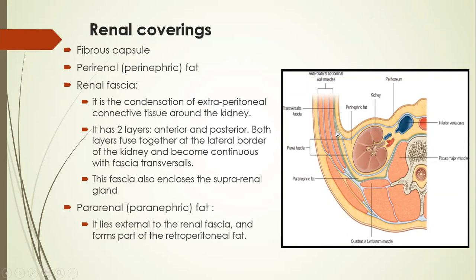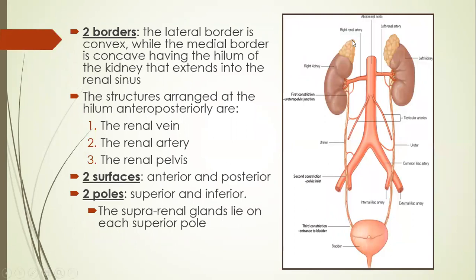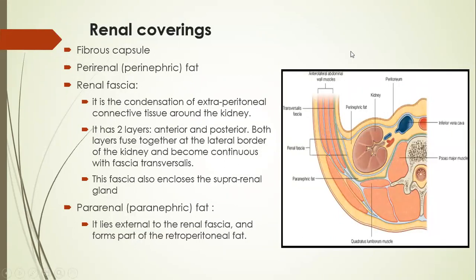and become continuous with the transversalis fascia. It continues as the transversalis fascia in the anteroabdominal wall. This fascia also encloses the suprarenal gland. This renal fascia not only covers the kidney but also the structure above. This is the suprarenal gland, which is also covered by this renal fascia.